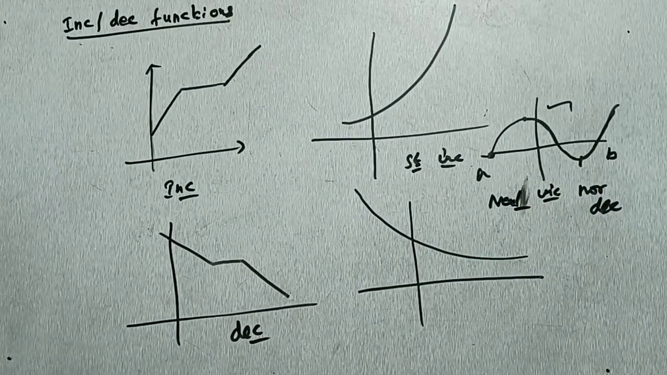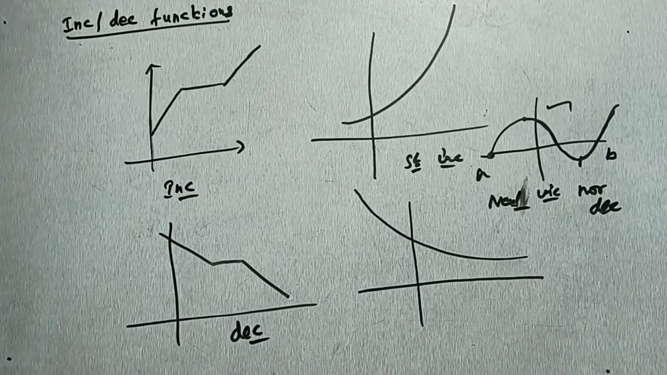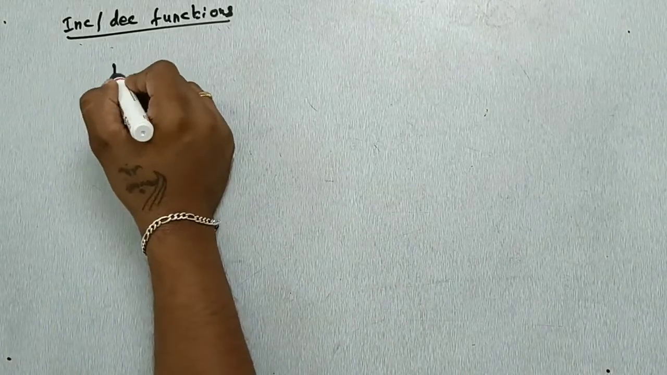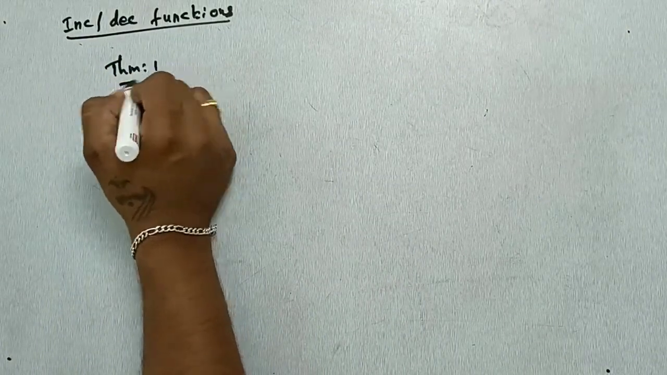Next we will see a theorem to check, using derivatives, whether the function is increasing, decreasing or constant. Each and every time we cannot use the definition of increasing and decreasing to check whether the function is increasing or decreasing. So we are going to use the concept of derivative. By theorem 1 we will get to know.